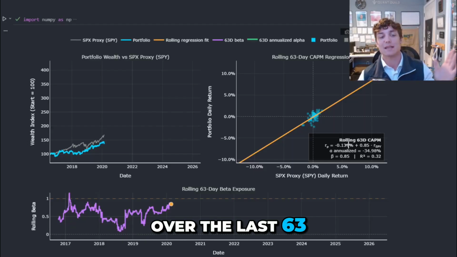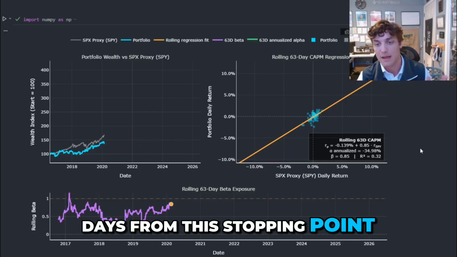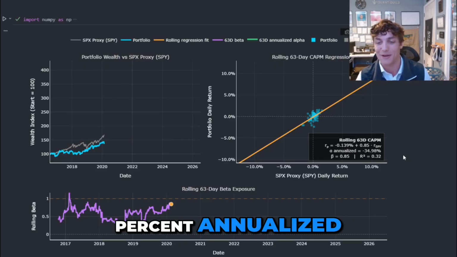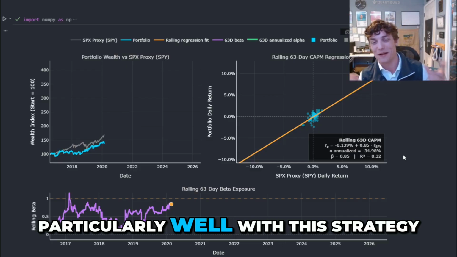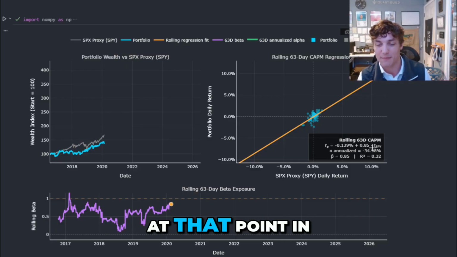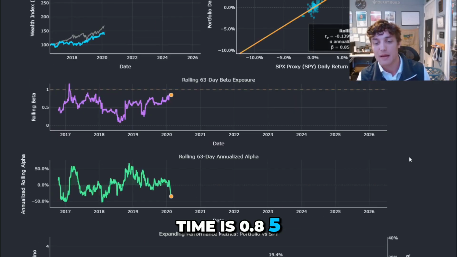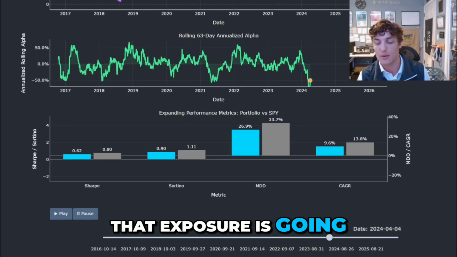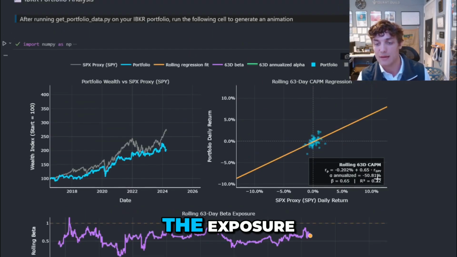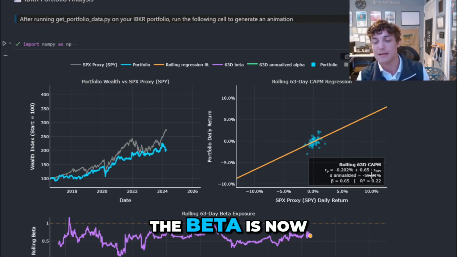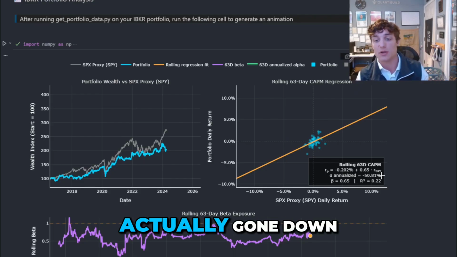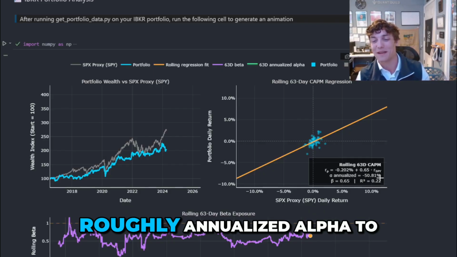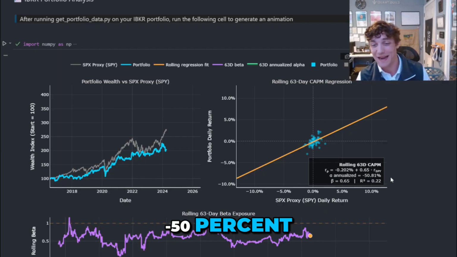Over the last 63 days from this stopping point is negative 0.139% or negative 34% annualized. So we're not doing particularly well with this strategy. Our current beta exposure at that point in time is 0.85. Now, as we continue to move along in time, that exposure is going to change. So if we take a look now at the exposure, we can see that the beta is now 0.65. So the beta has actually gone down, and our alpha has also gone down. So we went from a minus 30% roughly annualized alpha to minus 50% annualized alpha.